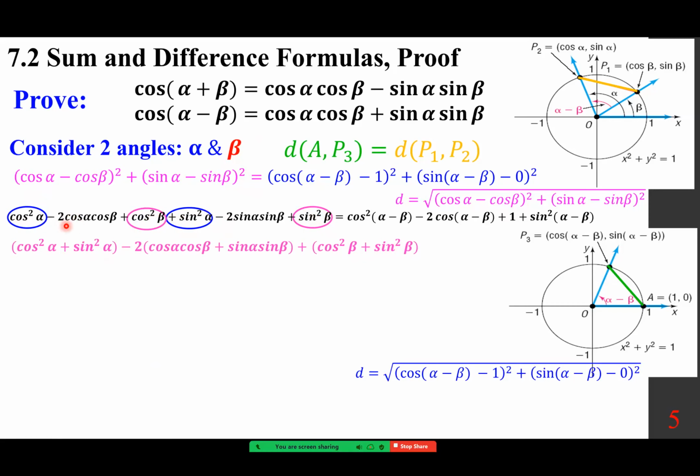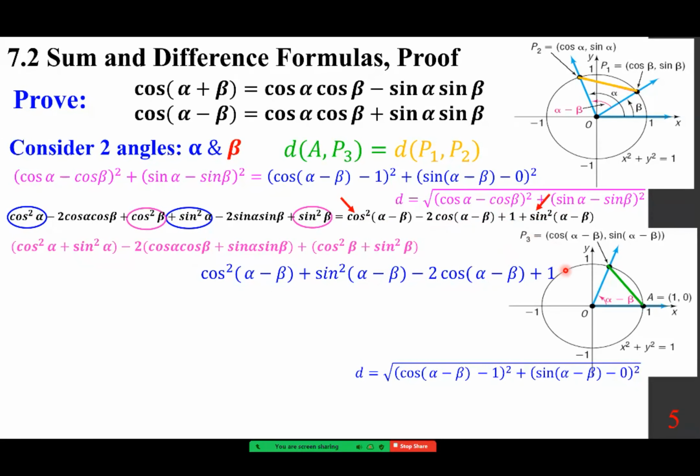If I take the -2 out, this becomes cosine alpha, cosine beta, and this becomes sine alpha, sine beta. So notice we put those two together, those two together. On the right side, we put this one and this one together because they add up to 1. So cosine squared of alpha minus beta and sine squared of alpha minus beta, and this one is -2 cosine of alpha minus beta, and we have a 1 here.